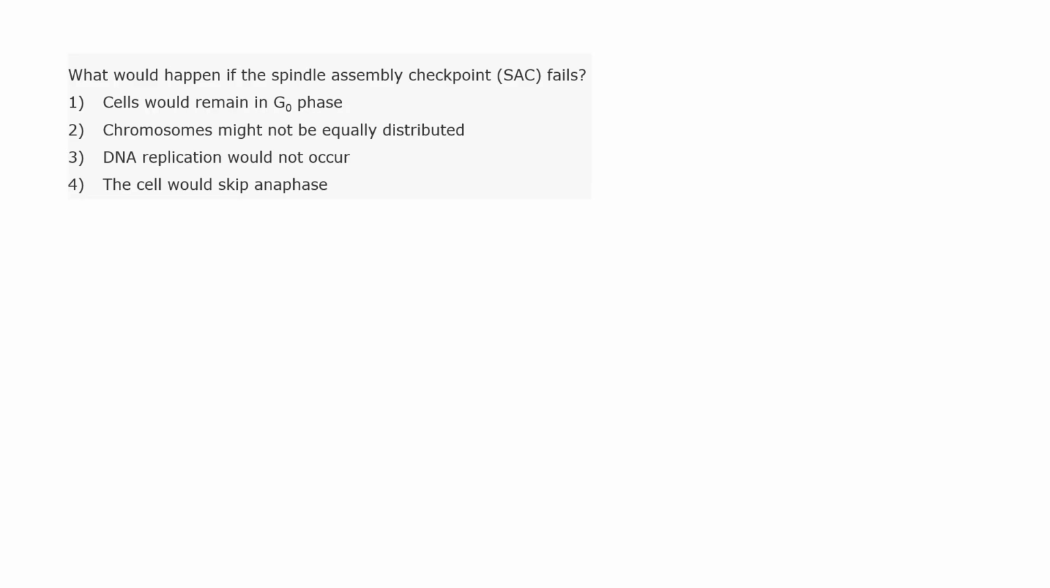Spindle assembly checkpoint fails, or whether it is inactive in nature. Some mutation might have happened, so it fails to check. So okay, I am getting option number 2. I am also getting option number 1. Okay, so I will just give you the answer. The answer to this question is option number 2: chromosomes might not be equally distributed.